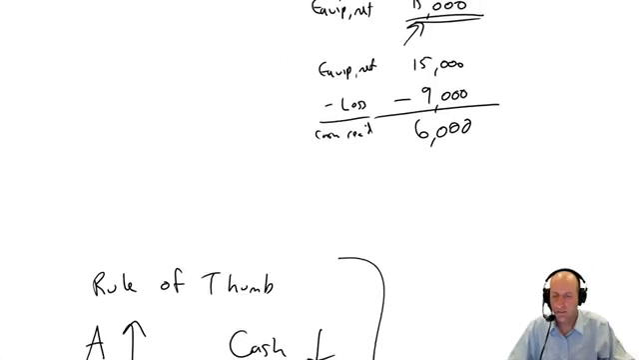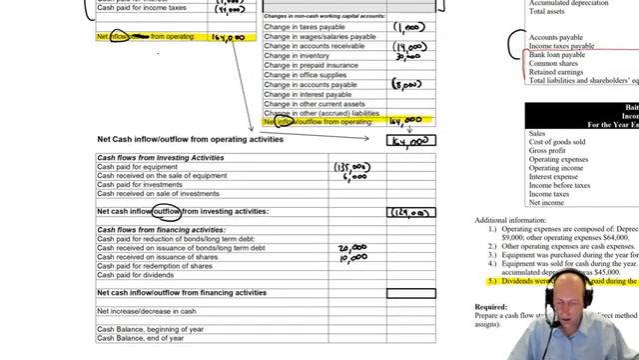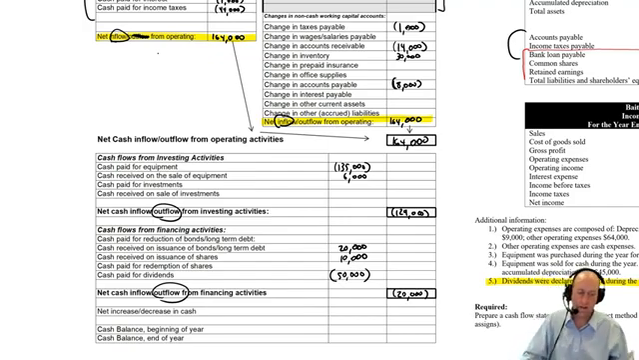Let's fill that in. Cash paid for dividends, $50,000. This is a negative cash flow. We're paying money out for a dividend. So 20 plus 10 is 30 minus 50 is negative 20,000. And this is a cash outflow from financing activities.